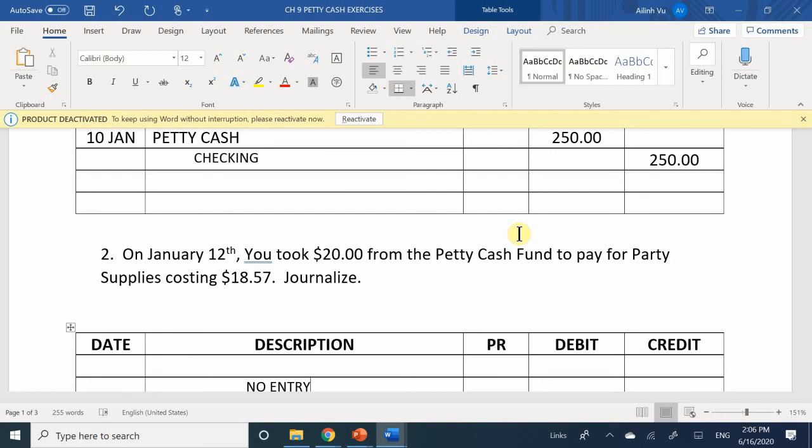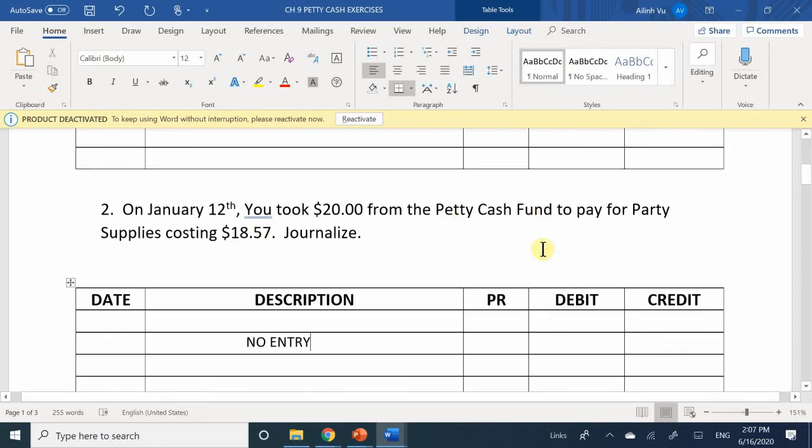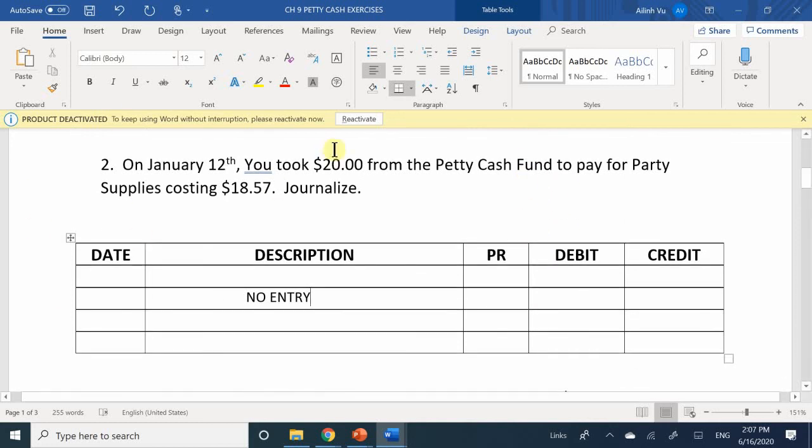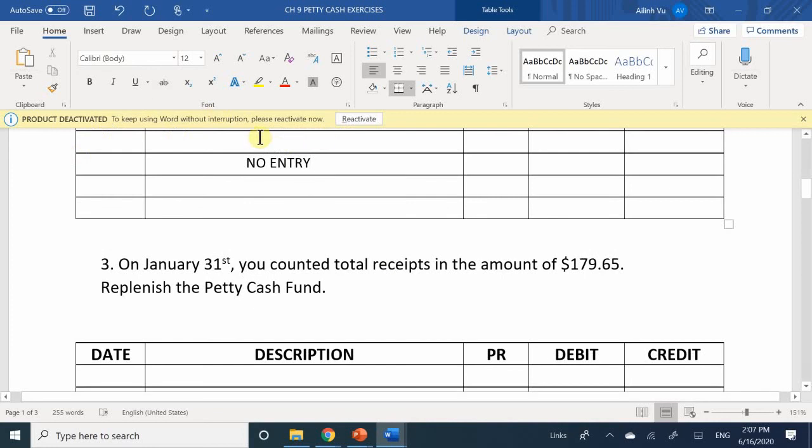So again, I think I should have done a different problem. I should have done a cash register. It would make a lot more sense if we did a cash register. So I'll go ahead and do that for tomorrow, since we're going to go over other things. Okay, so here, we know that there's no journal entry here.